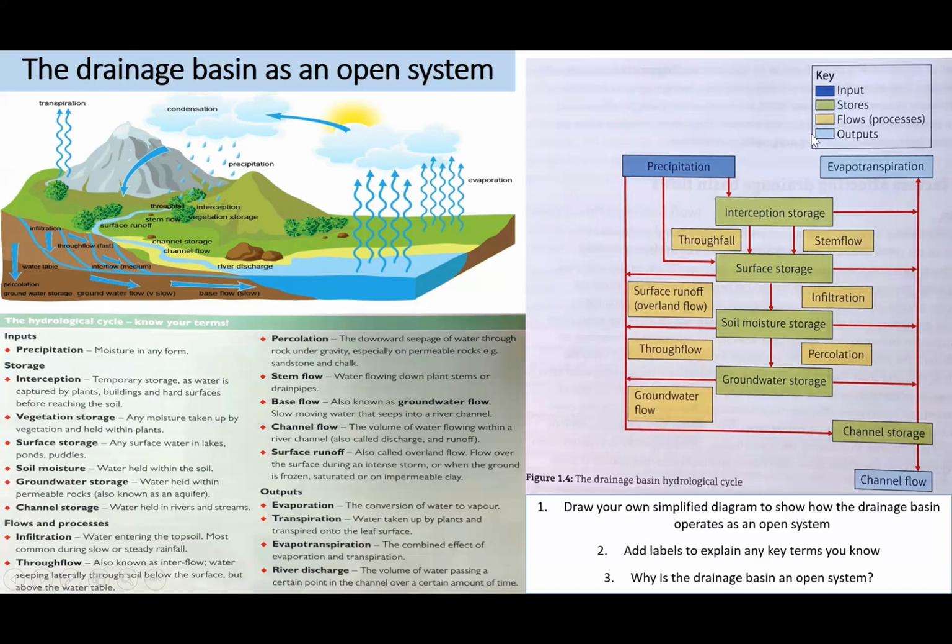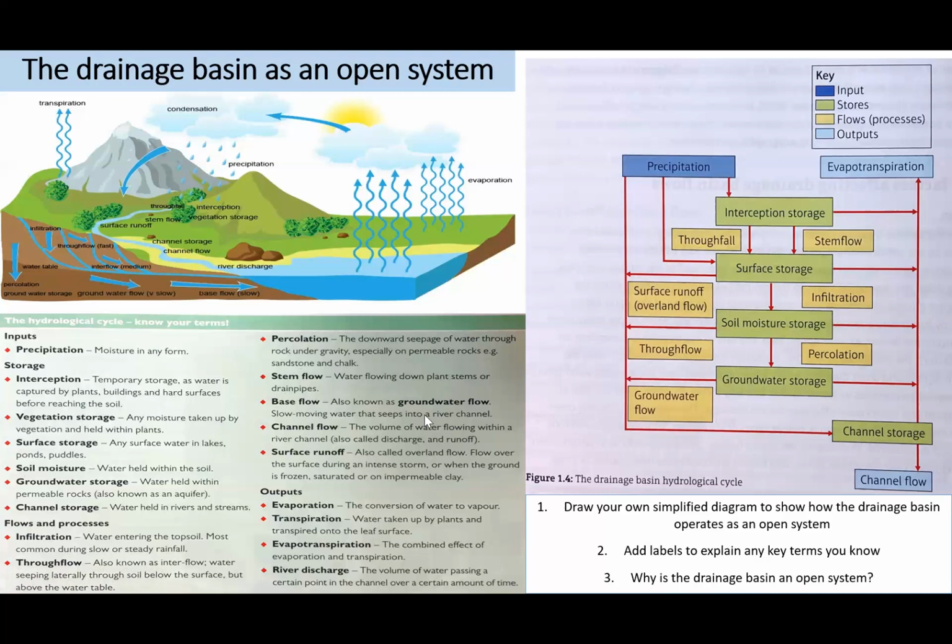And then I want you to add any labels to explain any of the key terms that perhaps you don't know. If you don't know what things like throughflow and groundwater storage are, I know we did these last lesson, last week, but you need to be clear and certain on what these words actually mean. I then want you to answer, why is the drainage basin an open system? What makes it an open system?